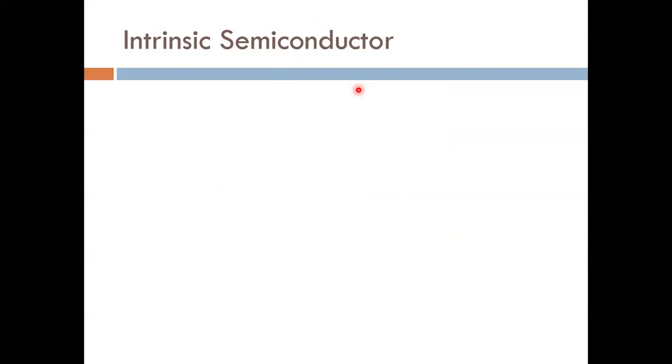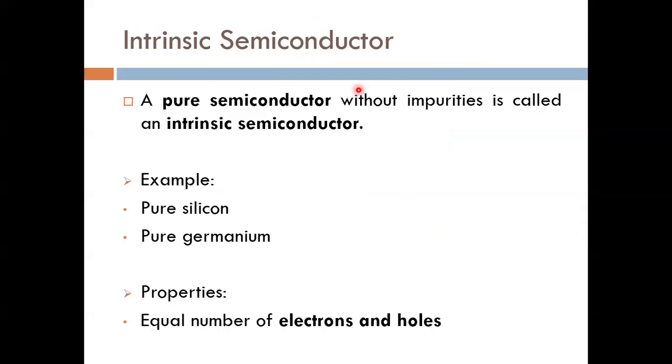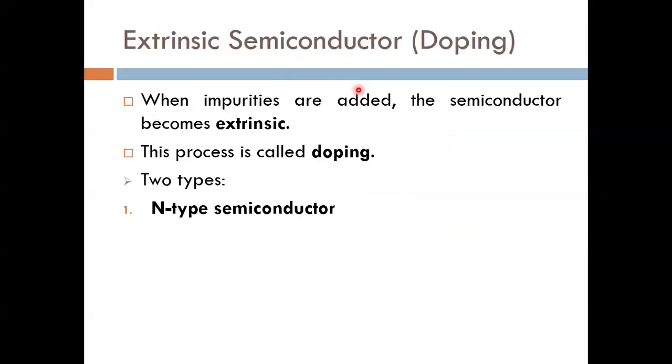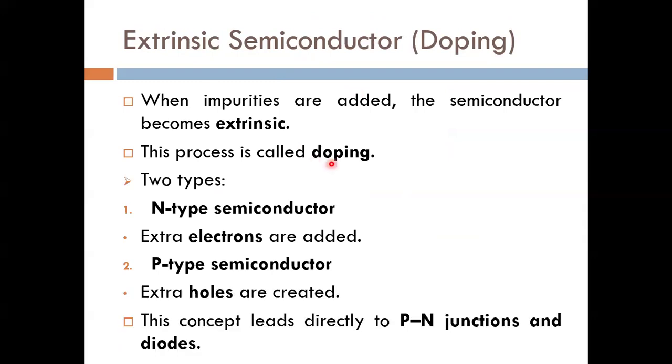Now, two types: intrinsic means pure, and extrinsic means when there is some impurity added, and that process is called doping. In that process, two types are formed. How these two types are formed, and what is doping itself. Now, from here, we are going to continue our discussion. So, doping.